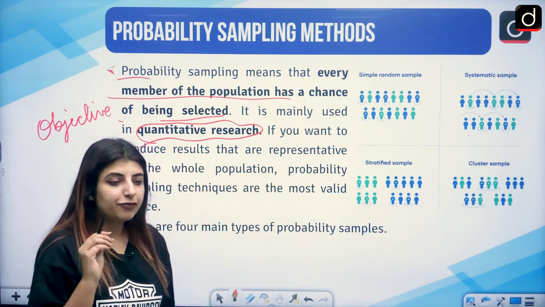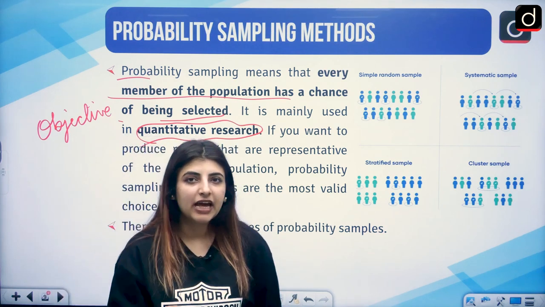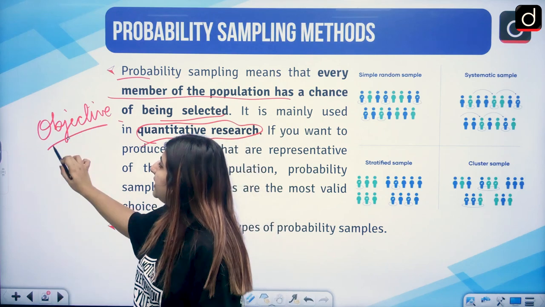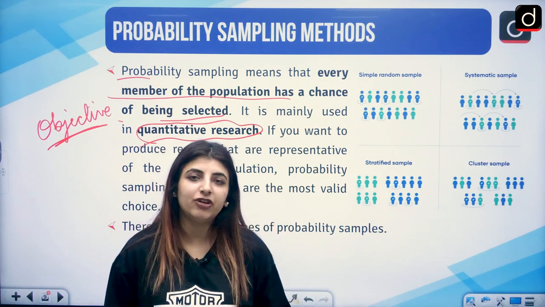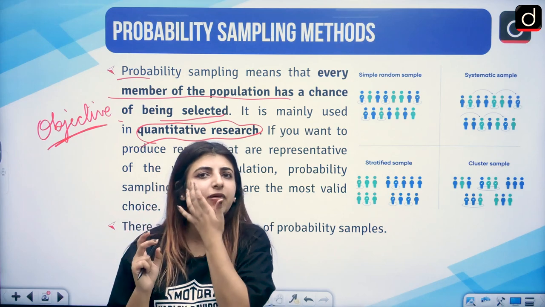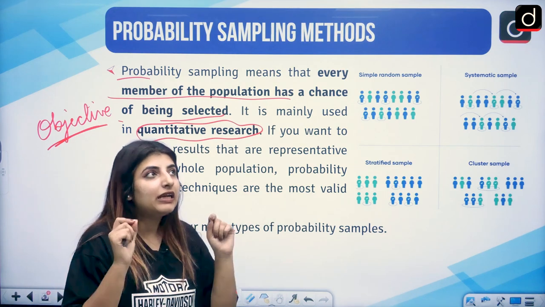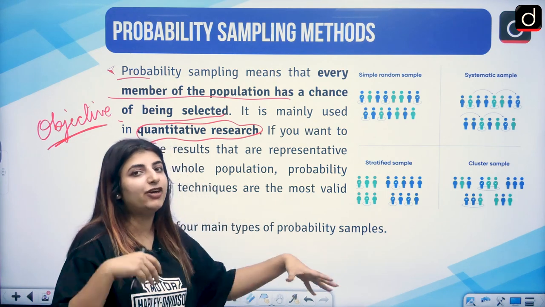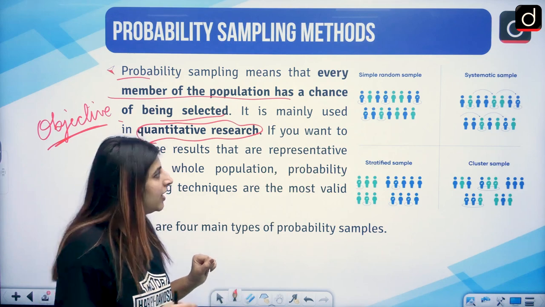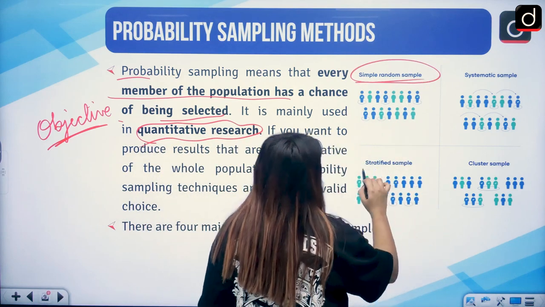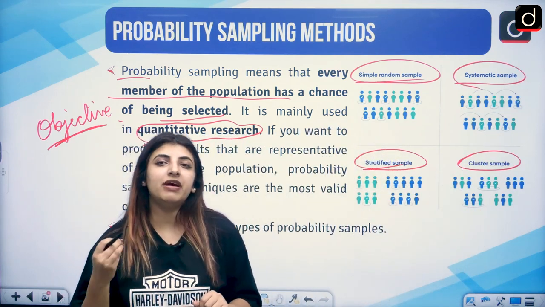If you want, and yes, of course, the samples that we choose in the probability techniques are objectively chosen. And we, as researchers, want to conduct research which is objective in nature, right? Which is true without any kind of bias, without any kind of error. So of course, if you want your research to be objective, most of the times without any kind of biases, you can choose probability sampling techniques, and we have four types here. First is simple random sampling, stratified sampling, systematic sampling, or cluster sampling. Now, how are we going to memorize these four?